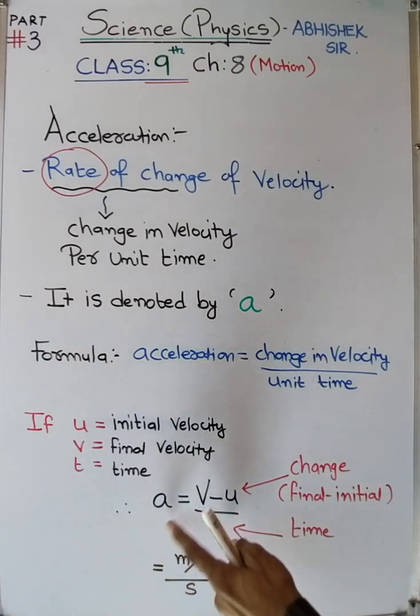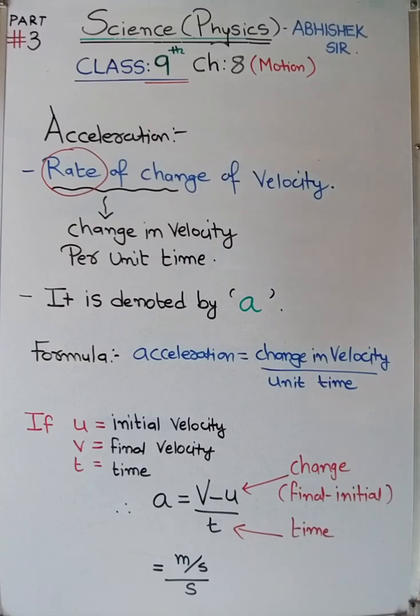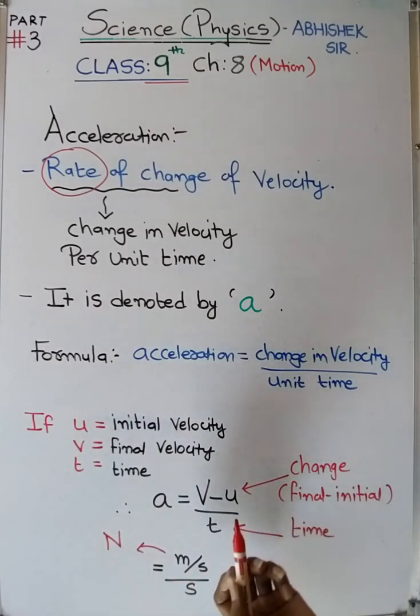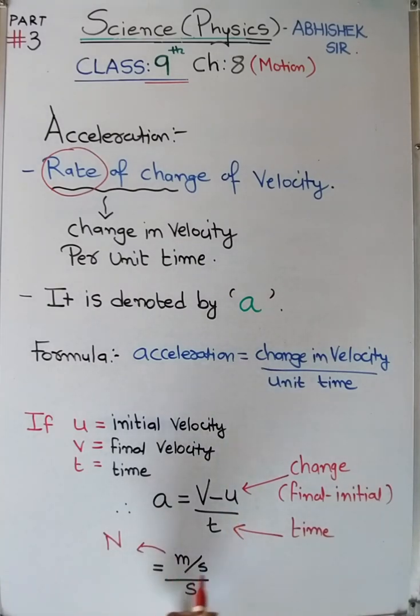Clear? Now going for the unit. Now in the numerator we have velocity, so change in velocity. So even if you find change, ultimately the unit will be of velocity, that is meter per second. In the denominator you have second, right?